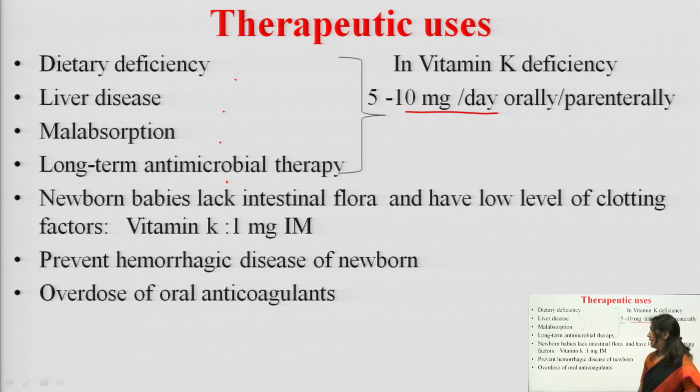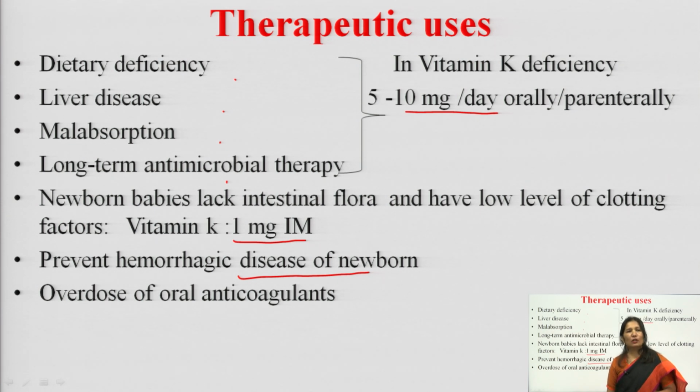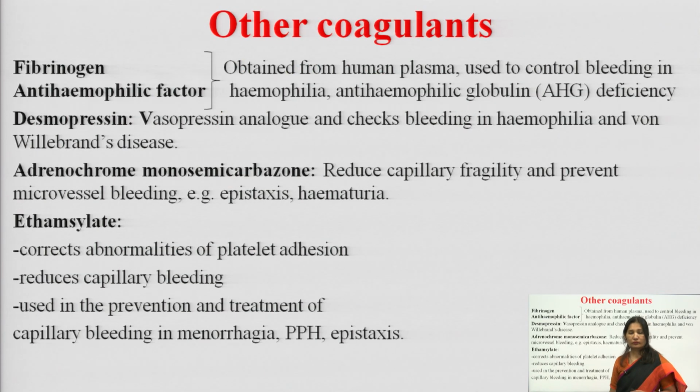So, vitamin K in the dose of 1 mg intramuscularly is given at the time of birth to prevent hemorrhagic disease of the newborn. Vitamin K is also used in the overdose of oral anticoagulants. Vitamin K acts as an antidote for the oral anticoagulant, that is warfarin poisoning.